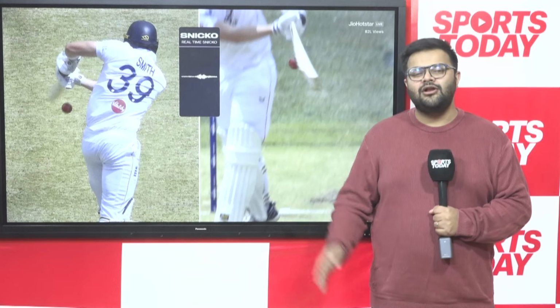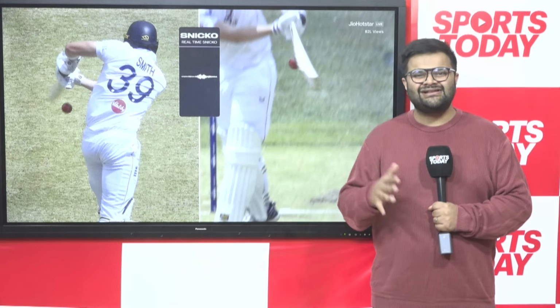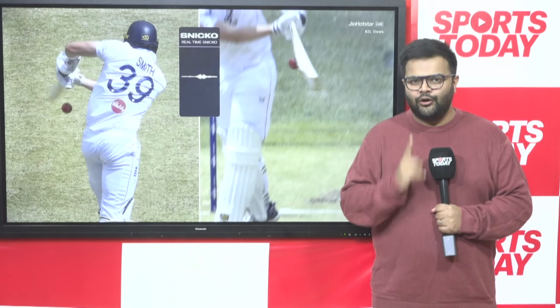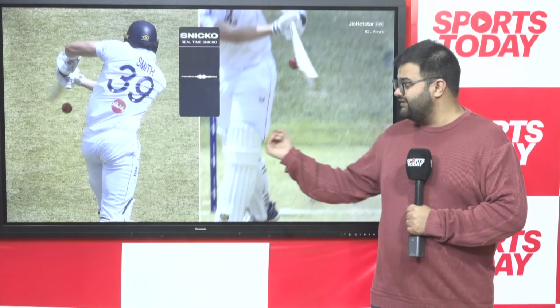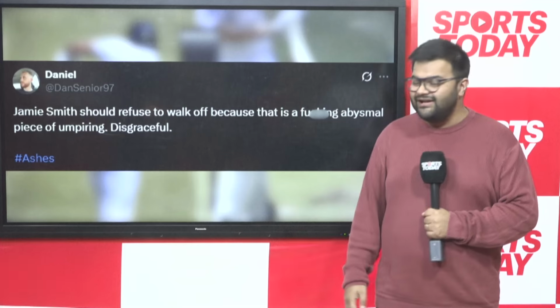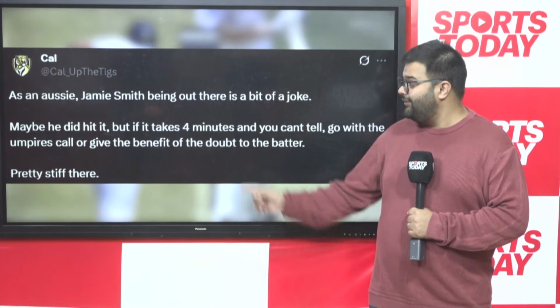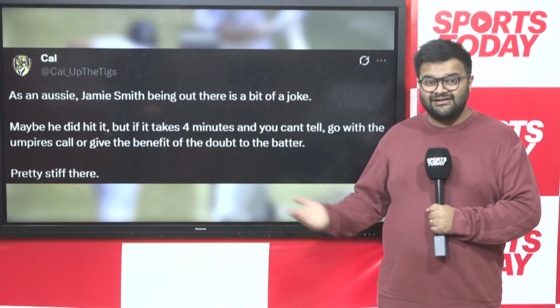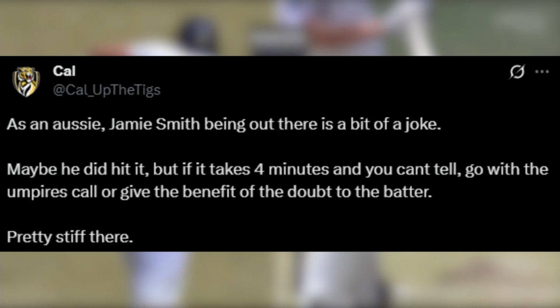And when it happened, there was a lot of outrage on social media. In fact, I dare say it was a mixed reaction, but a lot of people saying what exactly is going on. Let's take a look at some of the best reactions. So you've got this from an English fan saying Jamie Smith should refuse to walk off because that is an abysmal piece of umpiring, disgraceful. Well, that's a strong call, but then it was agreed upon by another Aussie fan who points out saying that as an Aussie, Jamie Smith being out there is a bit of a joke. Maybe he did hit it, but if it takes 4 minutes and you cannot tell, go with the umpire's call or give the benefit of the doubt to the batter.